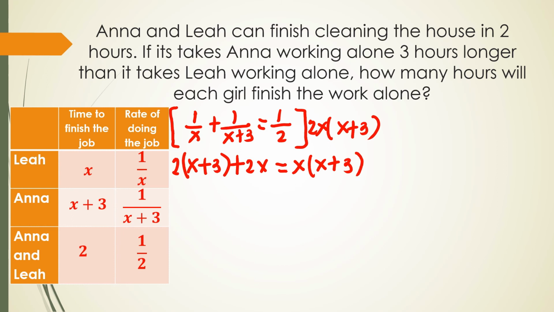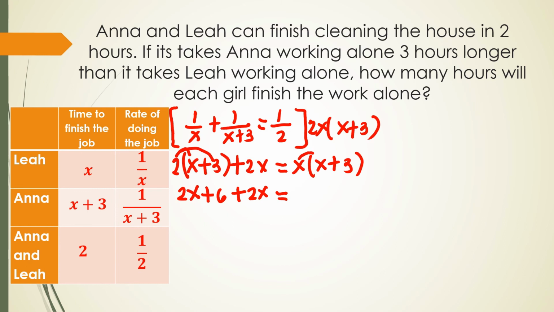So, yung 2 na nasa labas ay i-distribute natin sa lahat ng terms na nasa loob ng parenthesis na to. So, 2 times x, we have 2x. 2 times positive 3, we have positive 6. Then, bring down plus 2x is equal to, tulad kanina, yung x naman dito na nasa labas, ay i-distribute natin sa lahat ng terms na nasa loob ng parenthesis.